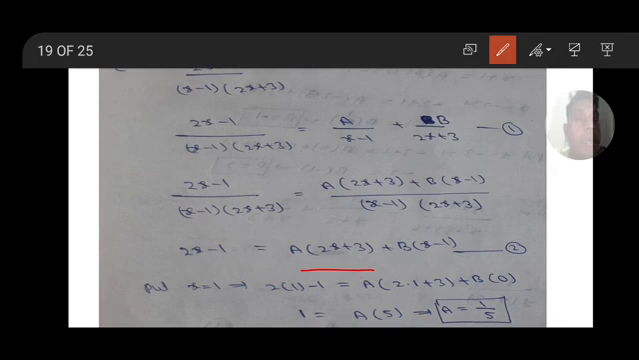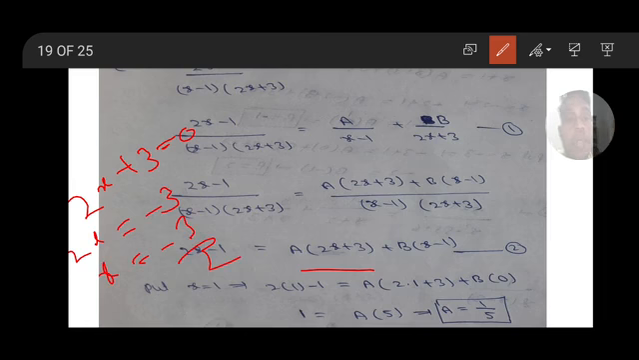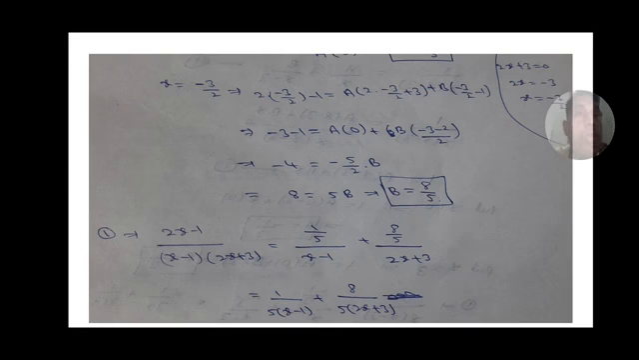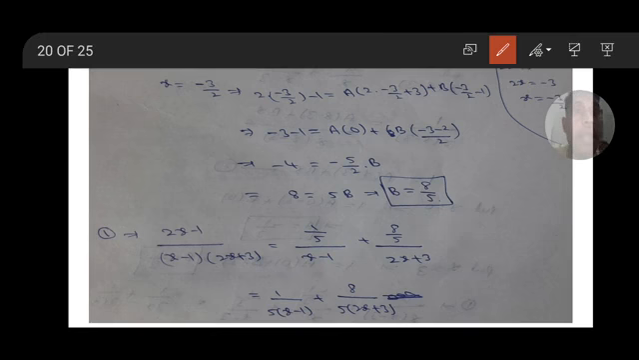Next, to get b value, a term must be 0, means 2x plus 3 must be 0. 2x plus 3 equal to 0. So, 2x equal to minus 3. So, x equal to minus 3 by 2. Okay. We have to substitute x equal to minus 3 by 2 in the equation 2. That is, put x equal to minus 3 by 2.